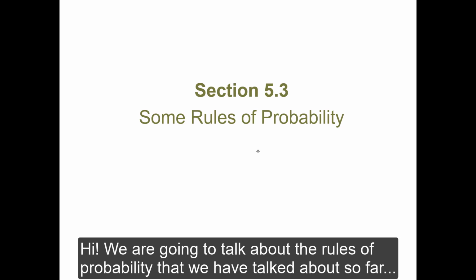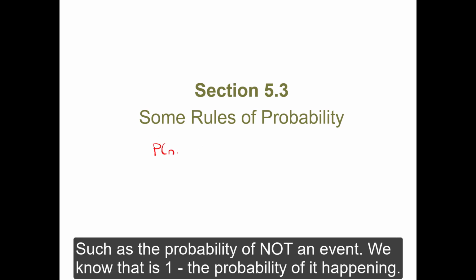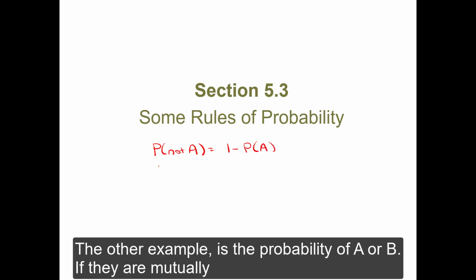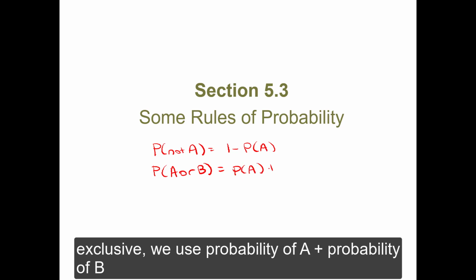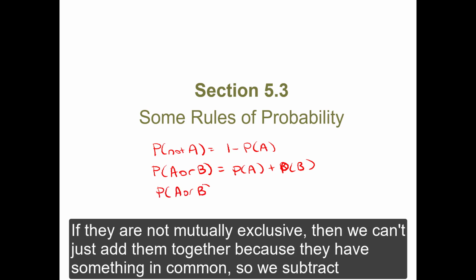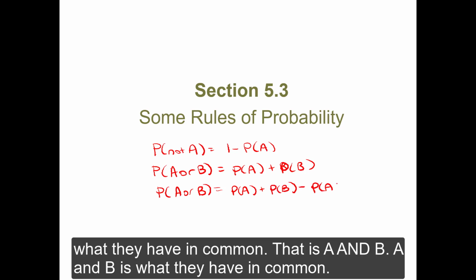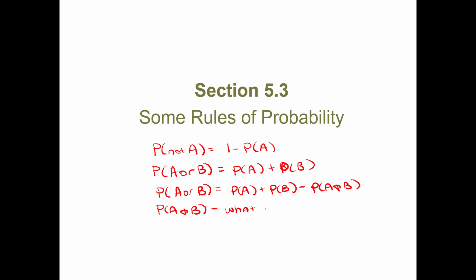Hey you guys, so we're just going to talk about those rules of probability that we've talked about so far, such as the probability of not an event, which we know is 1 minus the probability of that event happening. The other example was the probability of A or B. If they are mutually exclusive, we use the probability of A plus the probability of B. And if it's not mutually exclusive, then remember that we can't just add them together because there's something in common, so we subtract what they have in common. So that is A and B. Again, A and B is what is in common.